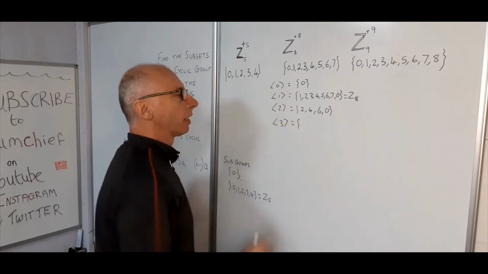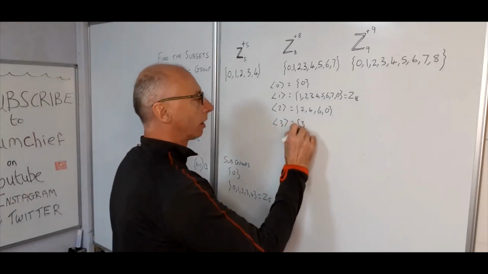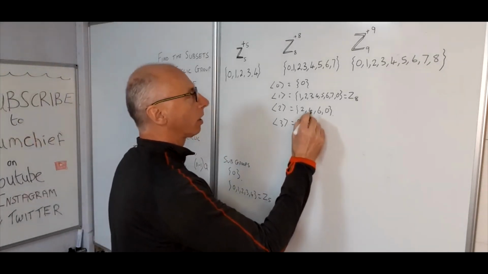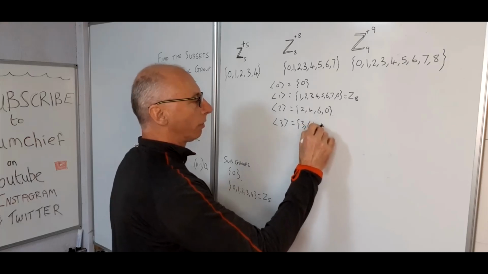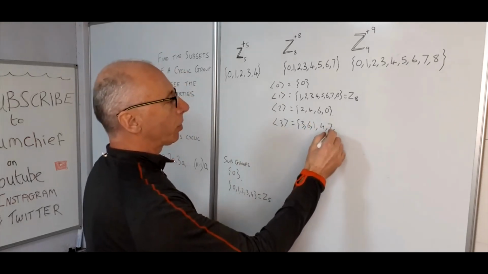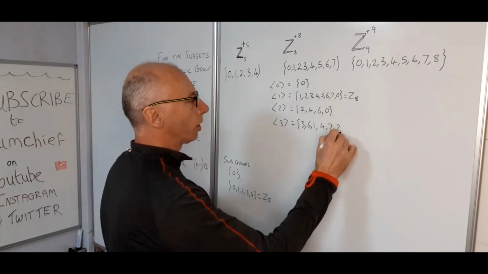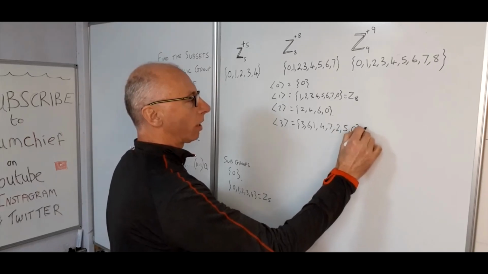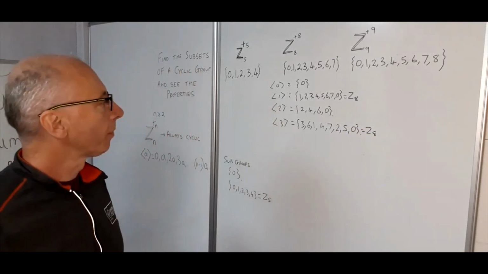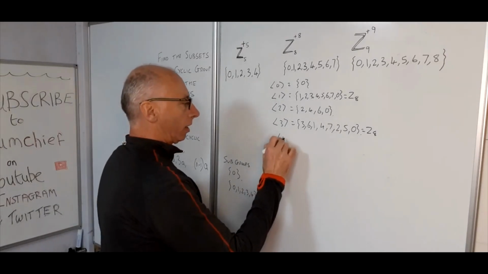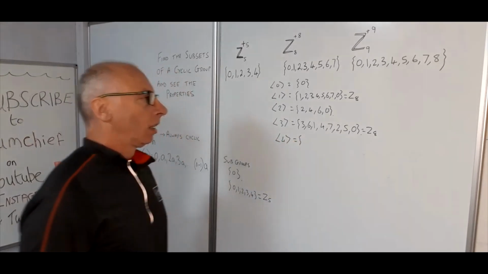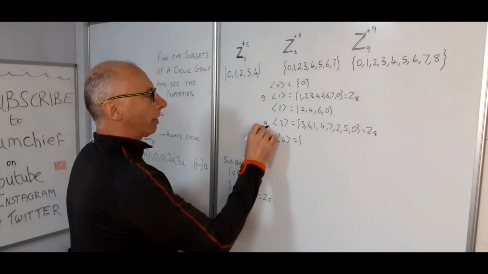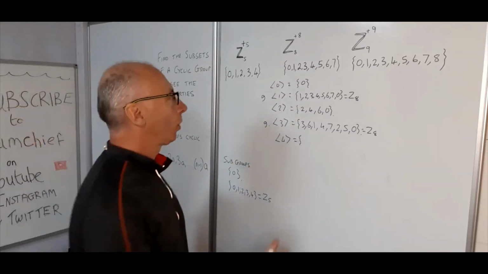And what about 3? Starting with 3, adding 3 modulus 8 will yield 3, 6, 9 mod 8 is 1, and then 4, then 7. 7 plus 3 is 10, which then yields 2, and then 5, and then 8 mod 8 is 0. So that also equals the group itself. So we know we've got 2 generators already, so I'll just put a G there. There are generators.